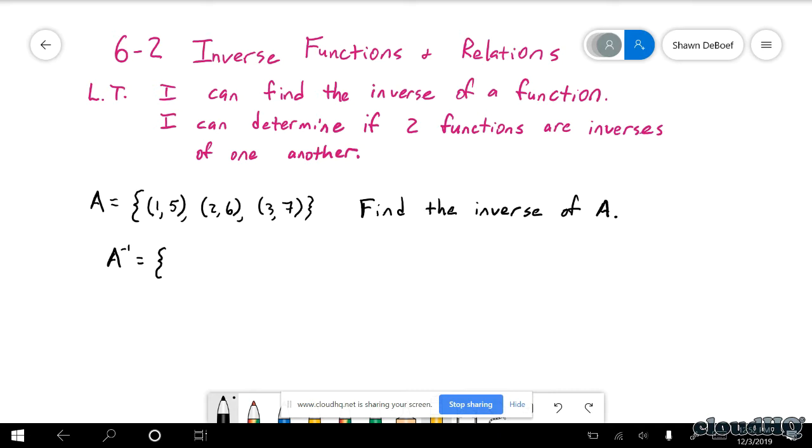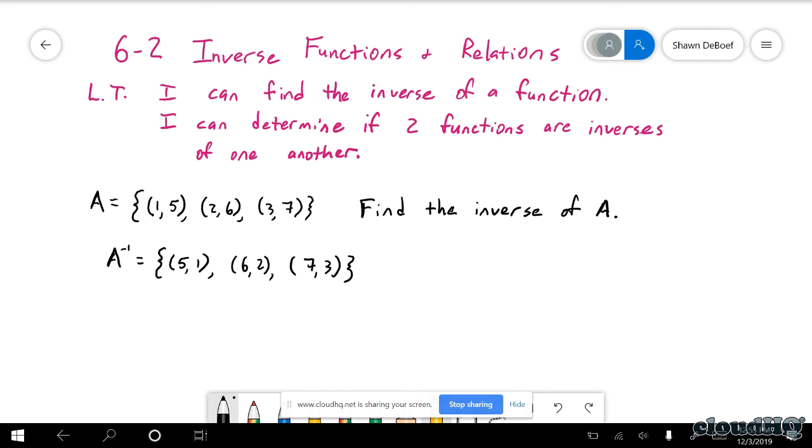If you have an ordered pair 1, 5, anybody know what the inverse of that ordered pair would be? 5, 1 is correct. The next one, 2, 6 would become 6, 2. And instead of 3, 7, I would have 7, 3. That would be the inverse of that relation. So if we're given sets of ordered pairs, that's really all you have to do: swap the x's and the y's.